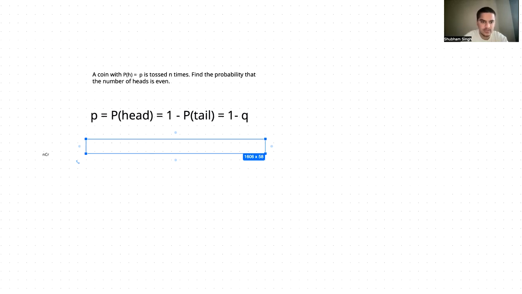So I missed a term here. We need to also remember that we need to have the probability of heads and the probability of tails. So p raised to r into q raised to n minus r.